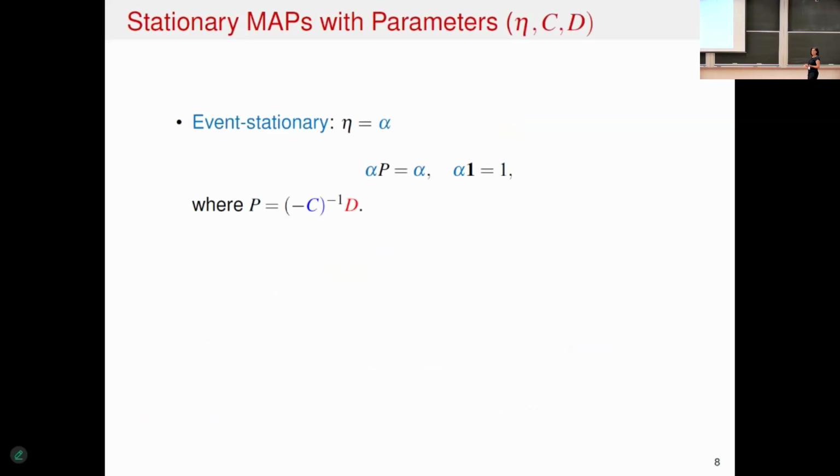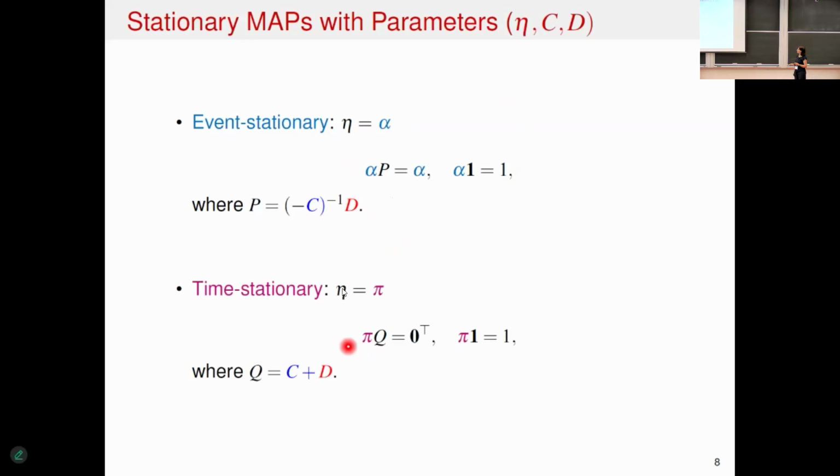In terms of matrices C and D, the parameters of the MAP, event stationarity happens when the initial distribution is alpha, which is given as the unique solution of this equation. The matrix P here is the transition probability matrix of the jump process that we have. For the time stationary case, the initial distribution should be equal to pi.